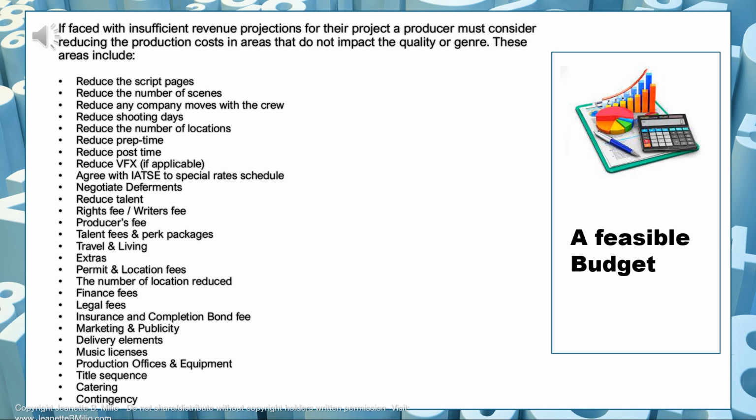Talk to IATSE and agree special rates and really think about getting them to agree to a low budget schedule for you. That will help you very much in reducing your budget. Obviously, you want to think about negotiating deferments. Now, what that does, it will take money out of the budget now, but it will still have to be recouped. So it will help you in having to raise less money, but it's not going to help you in creating more profits. But it is important because deferments are often cheaper than raising the money for those deferments.